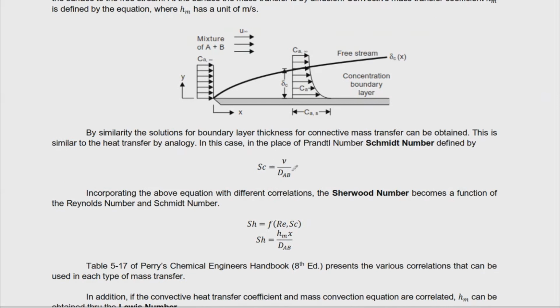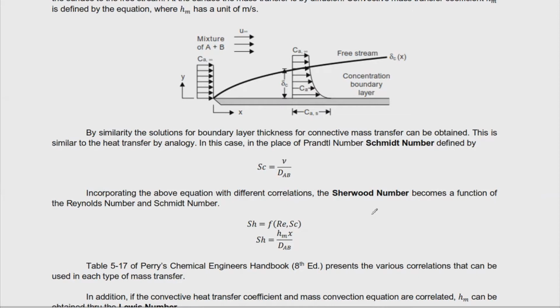Now the Schmidt number is given by the momentum diffusivity, nu, divided by the mass diffusivity. This momentum diffusivity, you can visualize as the viscosity, the absolute or dynamic viscosity, divided by the density. So that gives us the kinematic viscosity of this fluid. And if you want to incorporate that in other correlations, we will be able to get the Sherwood number, which is a function of the Reynolds number and the Schmidt number.